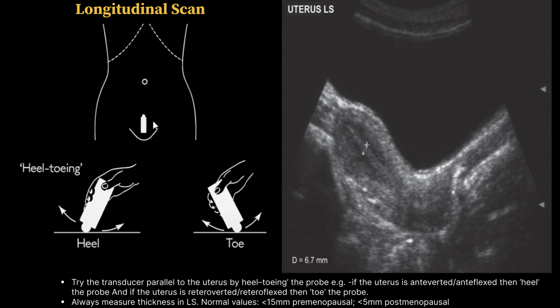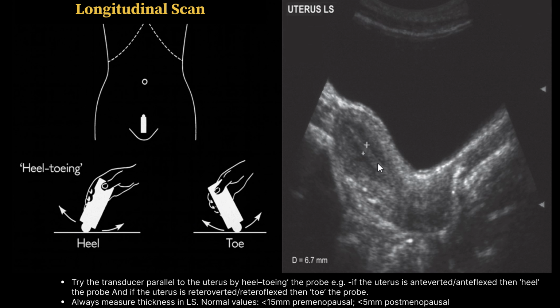Try to get the transducer parallel to the uterus for the optimal imaging by heel toeing the probe. For example, if the uterus is anteverted or anteflexed, then heel the probe, and if the uterus is retroverted or retroflexed, then toe the probe.